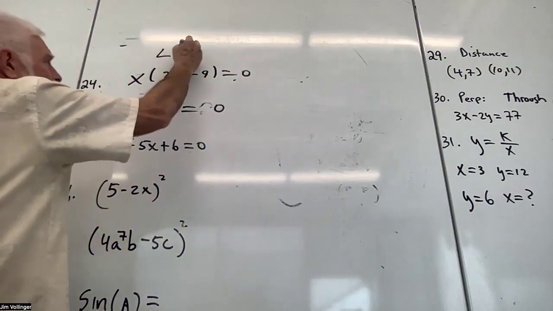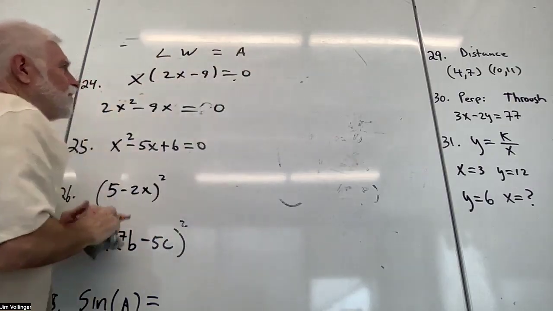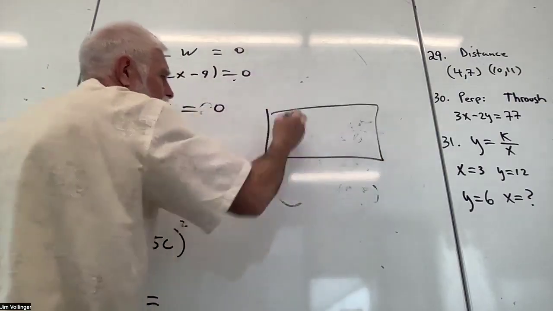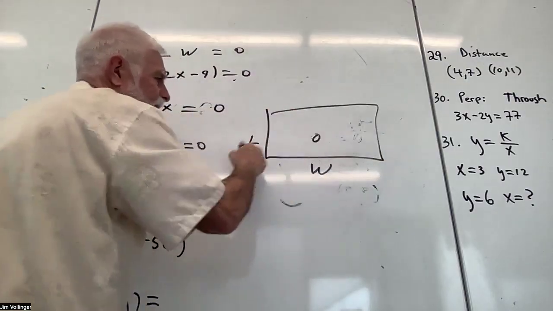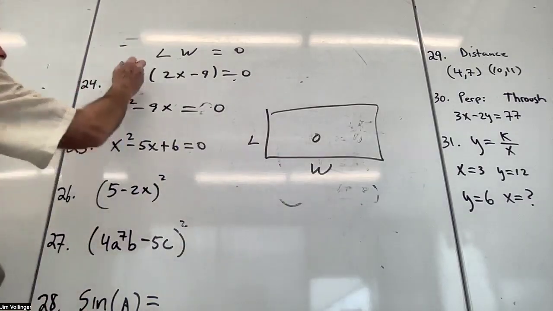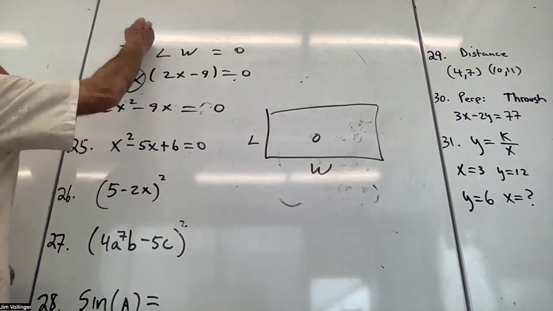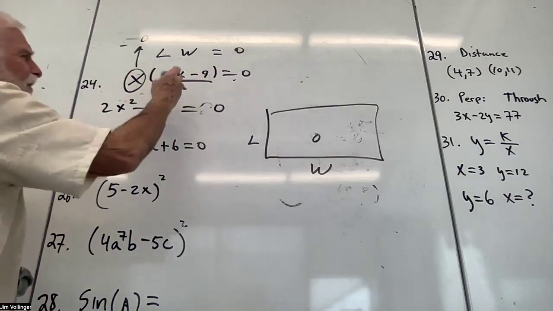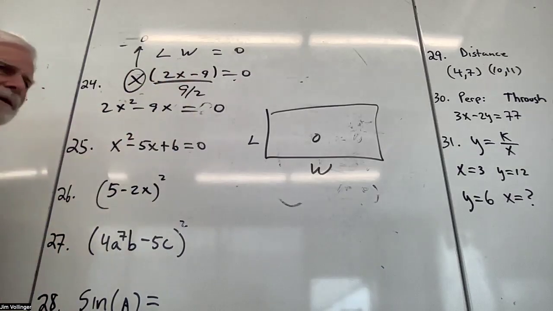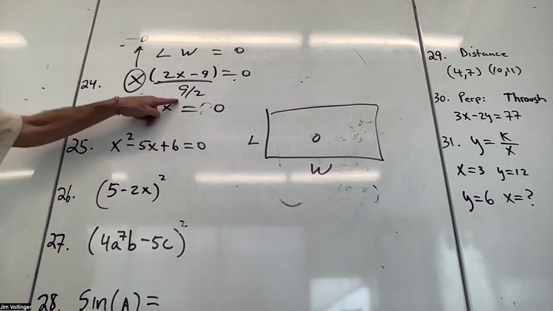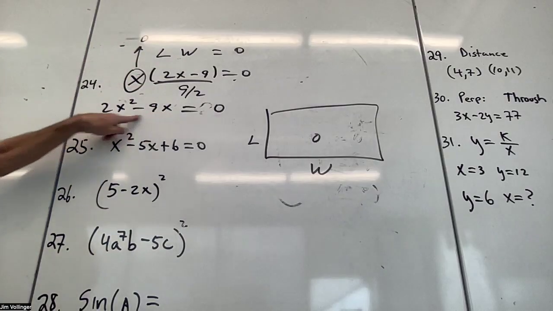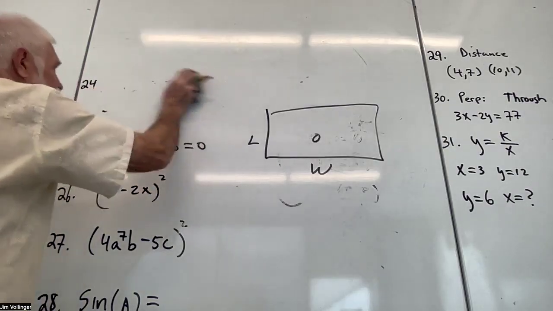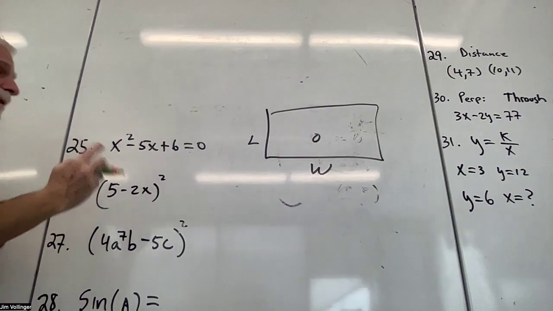Right? And if length times width equals area, and your area is 0, then either your length or your width has to be 0. What makes that 0? 0. What makes that 0? Do it in your head. Add 9, divide by 2. Right? 9 halves. So 0 and 9 halves solve this equation. That's done.